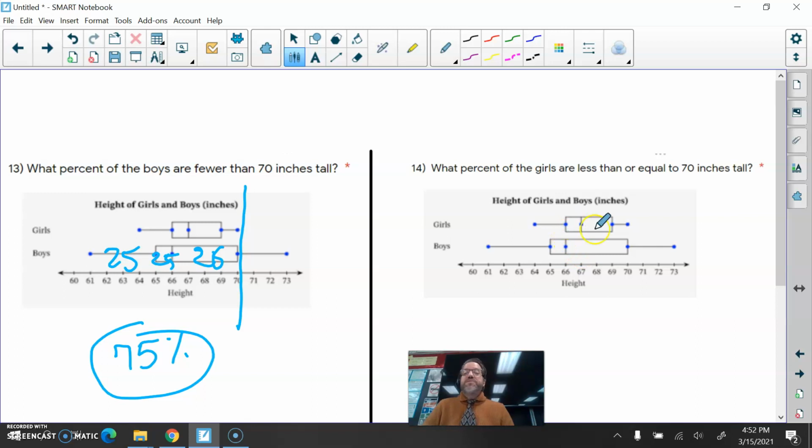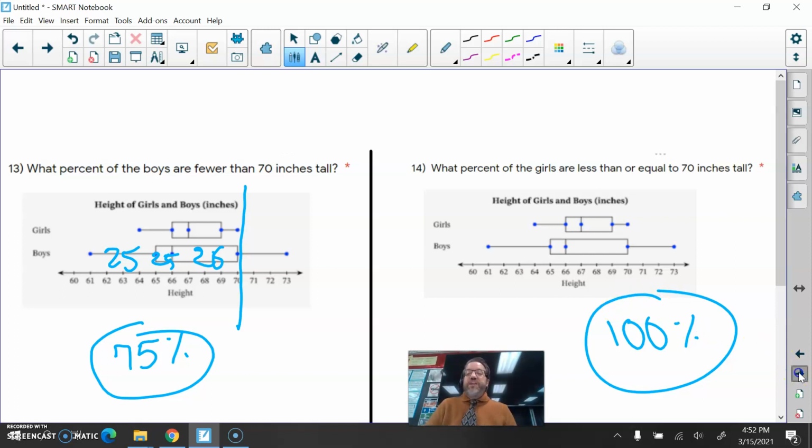Number 14, what percent of the girls are less than or equal to 70 inches tall? So the girls, here's 70 inches. Oh my goodness, the tallest girl is 70 inches tall. So what percent are less than or equal to 70 inches tall? All of them are less than or equal to 70 inches tall. So that's 100%.